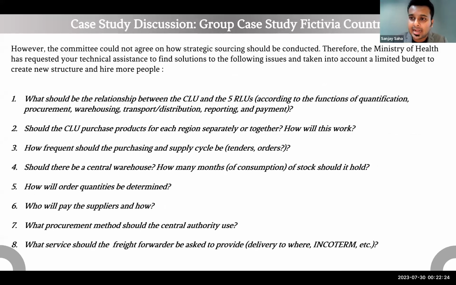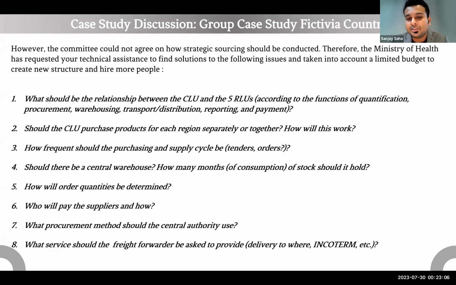Now, to facilitate that dialogue on how the strategic procurement should be conducted, there are 8 questions. These same 8 questions are also in the template, slide by slide. First question is, what should be the relationship between the central logistics unit and the regional logistics units? Should the CLU purchase products for each region separately or together? How frequent should the procurement and supply cycles be? Should there be a central warehouse or should they just remain regional warehouses? And how many months of stock should it hold in the country?